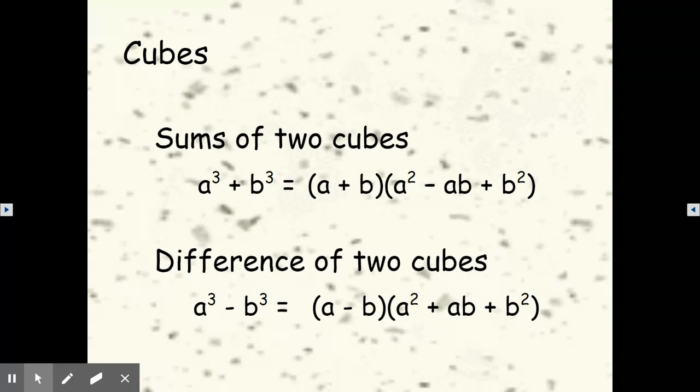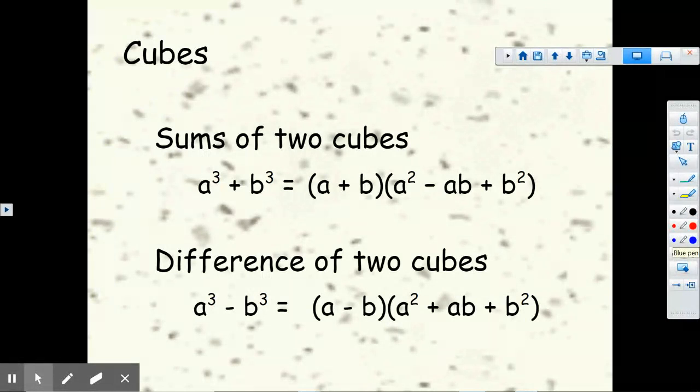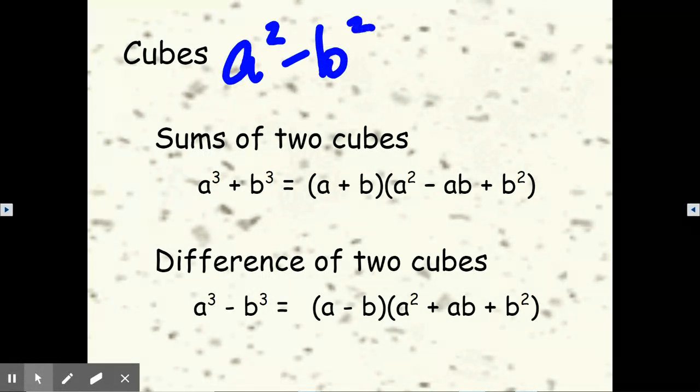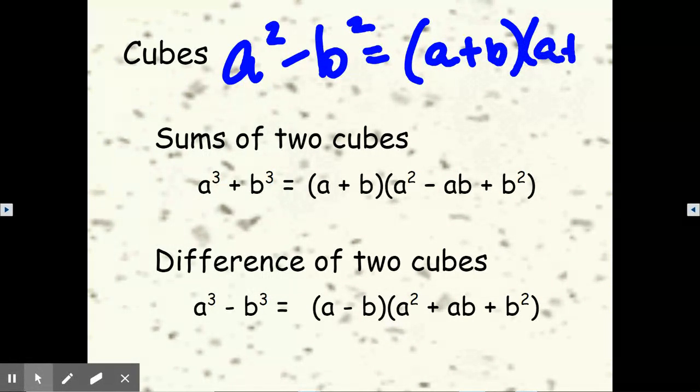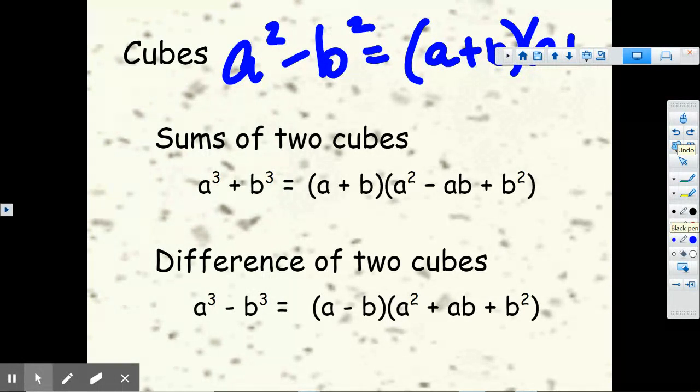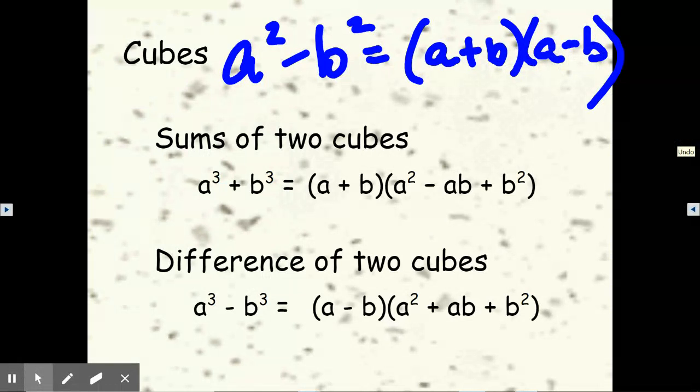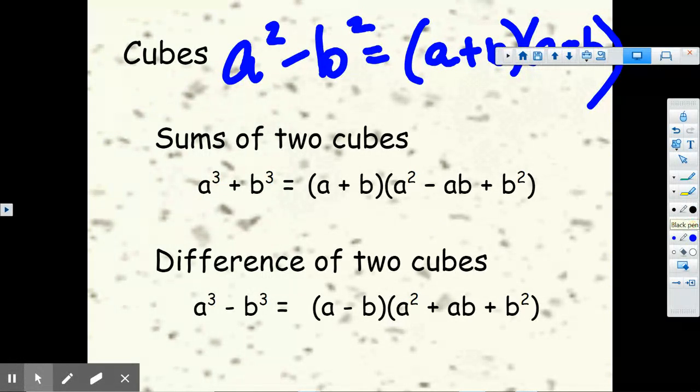So there's a third one that you should already know. That would be a squared minus b squared. We've seen this over and over again. This is the kind where the middle terms add up to 0: a plus b, a minus b. Like, for instance, if I said, how do you factor x squared minus 25? You'd say x plus 5 times x minus 5, because the middle terms are positive 5x and negative 5x, and they add up to 0. That's our difference of 2 squares, just as a reminder in case you forgot that one.